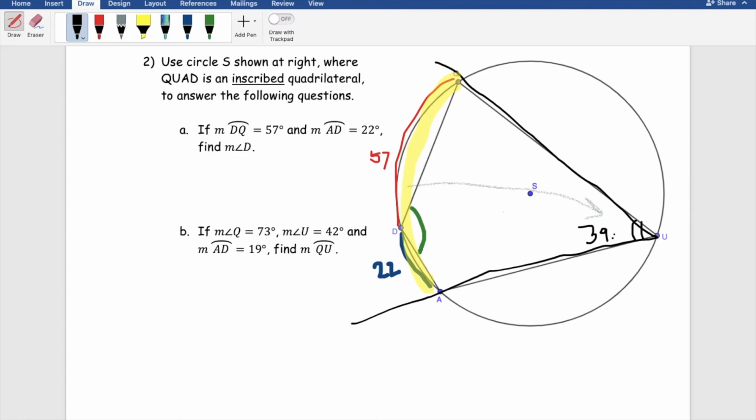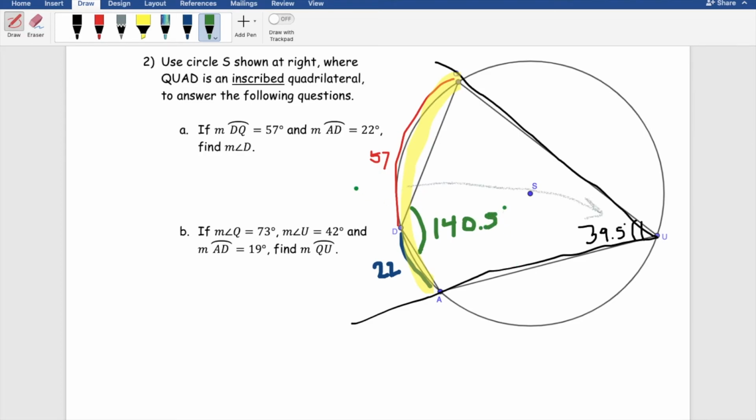This angle is 39.5 degrees. And it's not going to change how we find the thing that we're asked for at the end. We know that the angles across from one another are supplementary. They add to 180. So 180 minus this number right here will give us how many degrees this angle over here was.